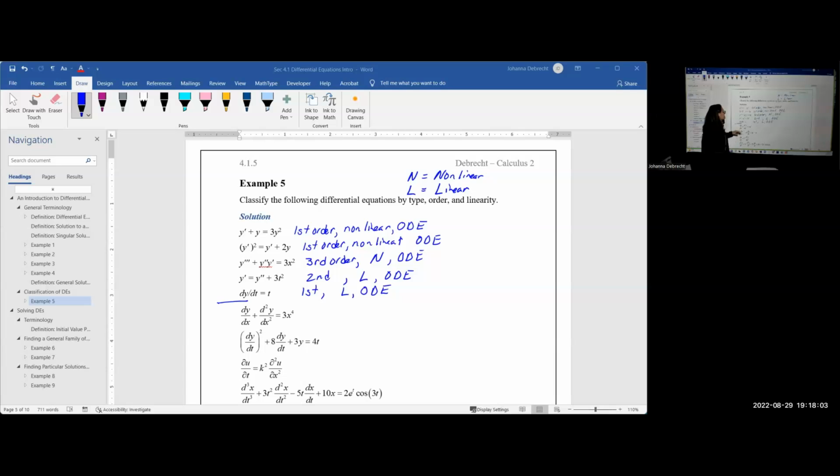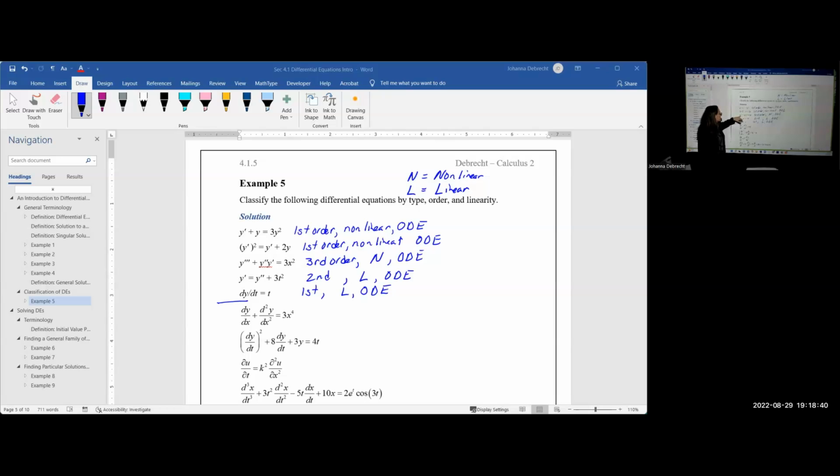So let's see how we did. The first one is definitely first order because of the first derivative. It is nonlinear. None of the y's are multiplied by anything else. And I don't have y prime times anything. And it's an ordinary differential equation. It's nonlinear because I have y squared, right? The second one, I have the first derivative is the highest, so it's first order. I have y prime squared, so it's not linear. But again, they're using the prime notation, so it's an ordinary differential equation.